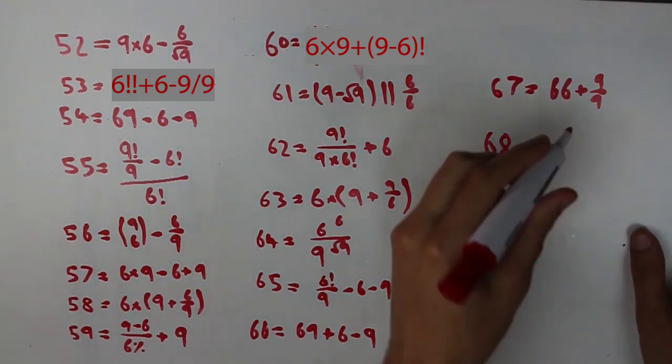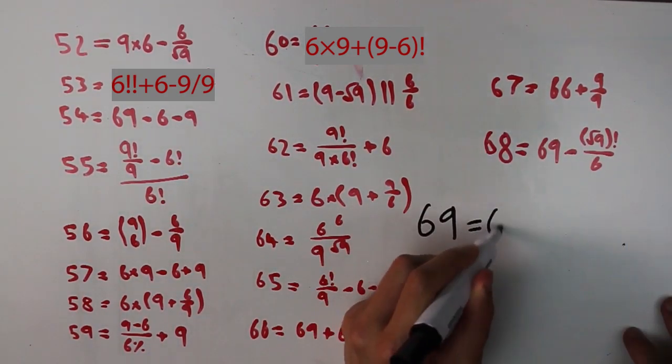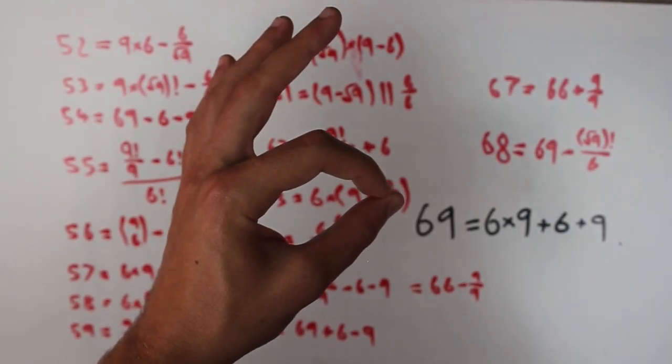68 is 69 minus root 9 factorial over 6. And 69 is 6 times 9 plus 6 plus 9. And we're done. 69. Nice.